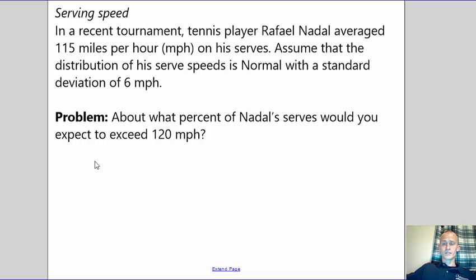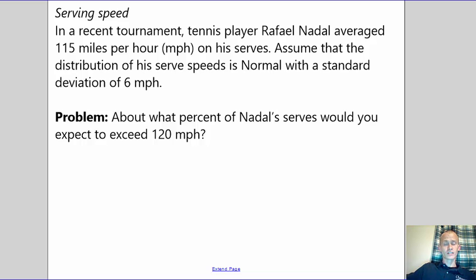Here's another problem. So this is Rafa Nadal's average speed was 115 miles per hour in a recent tournament, and he has a standard deviation of 6. So we're going to use those variables, or those definitions, and we're going to calculate this percentage. So what percent of Nadal's serves would you expect to exceed 120 miles per hour? So that's a classic z-score question.